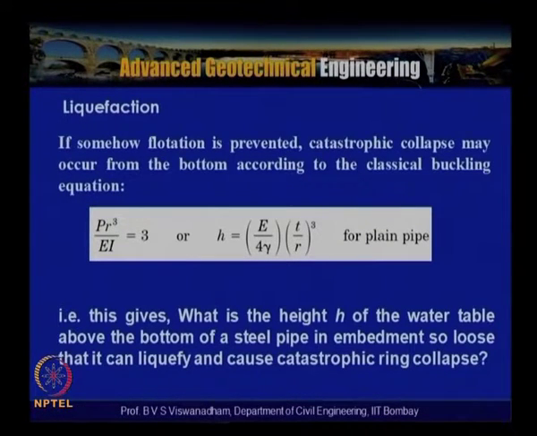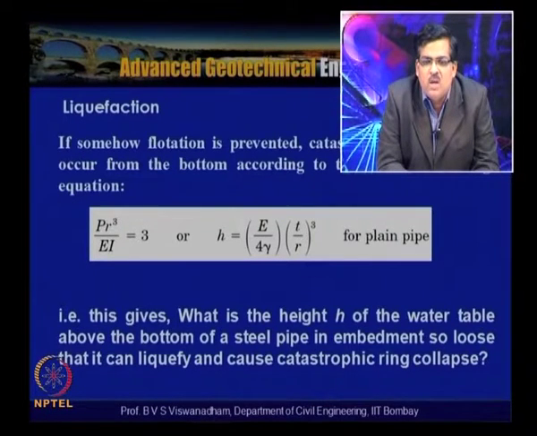Now, if somehow the flotation is prevented, the catastrophic collapse may occur from the bottom according to the classical buckling equation. So if flotation is prevented, the catastrophic collapse may lead to buckling, and this is given by PR cube by EI equal to 3, which is nothing but H is equal to E by 4 gamma into (T by R) to the power 3. This is for plain pipe.